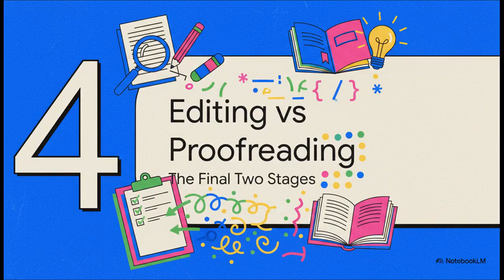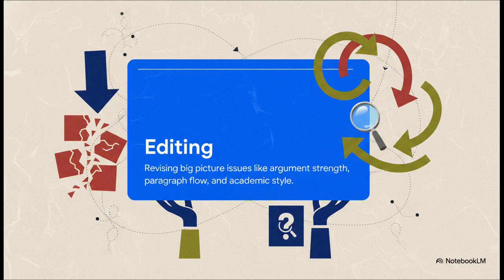Let's talk about those final stages. Up next, editing versus proofreading. So you've got your draft, you've rested your eyes, and now it is time for the final inspection phase. People constantly and mistakenly use editing and proofreading interchangeably, but they are very different. Editing is your big picture logistical check. This is where you ask the tough structural questions.